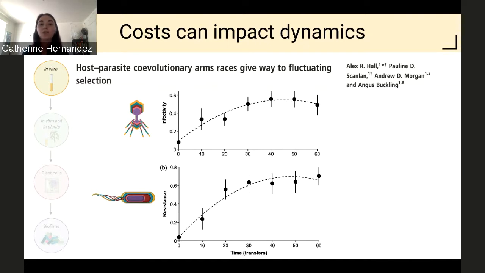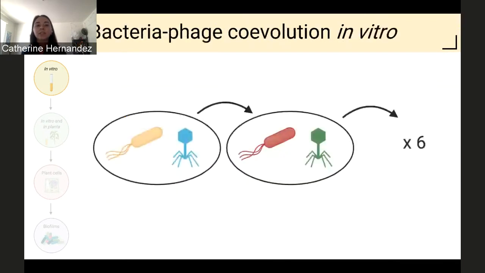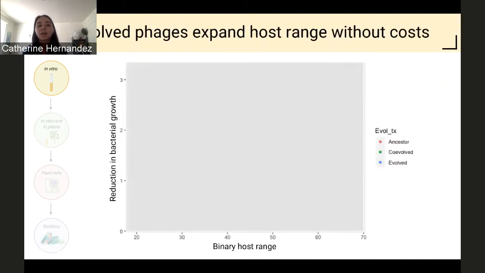And so costs are really important, and they can prevent an arms race from becoming this sort of infinitely escalating arms race. And so we were interested in exploring these sorts of dynamics and questions with our Pseudomonas syringae and phage system. And so we co-evolved, co-passaged our bacteria and phage together just for 6 transfers, so that's a relatively short coevolution experiment. And then we wanted to look at host range and whether that might be coming at a cost in our co-evolved phages.